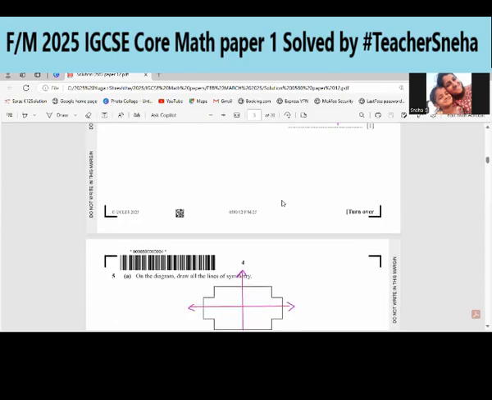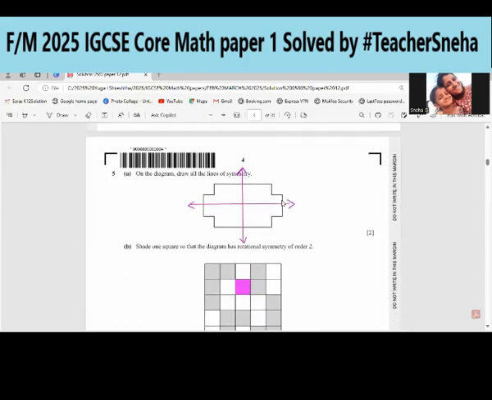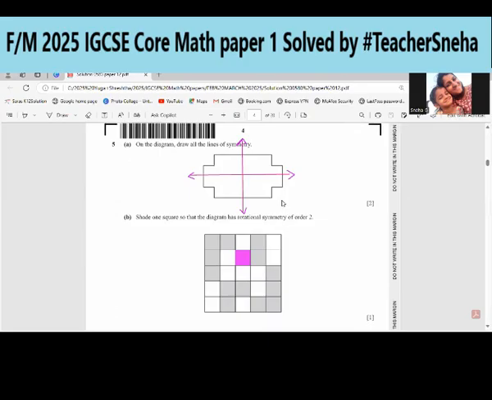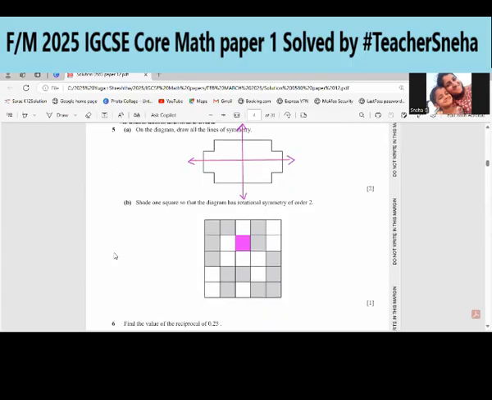Moving further to the next question, question number 5. On the diagram, draw all the lines of symmetry here. So to the given shape, there will be two lines of symmetry. One is a vertical line of symmetry and the other one is going to be the horizontal line of symmetry. Then in 5B question, it is shade one square so that the diagram has rotational symmetry of order 2.